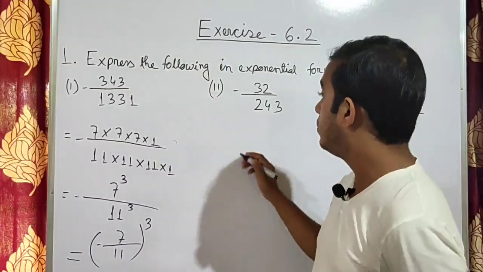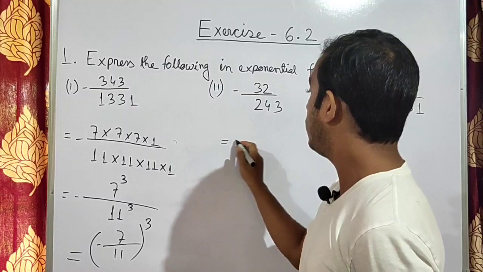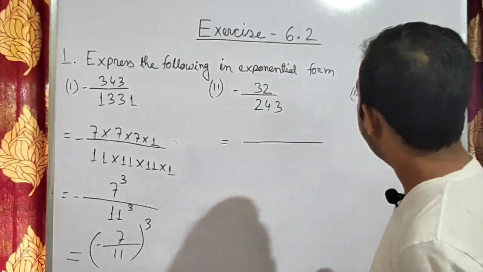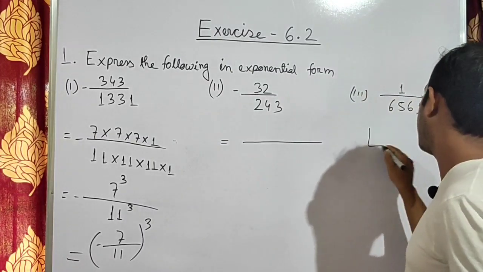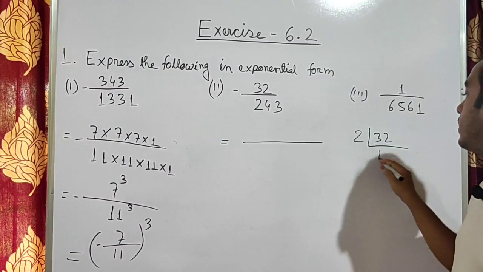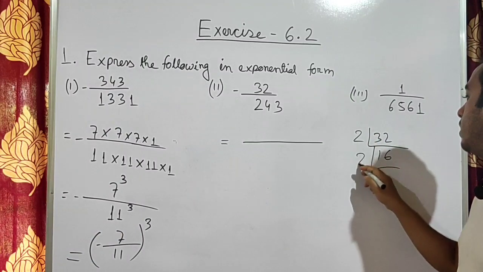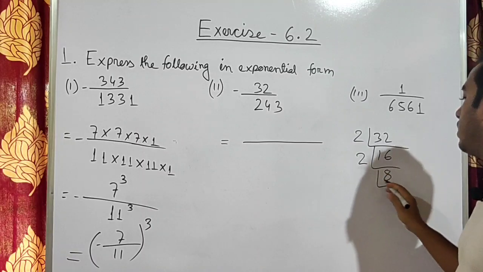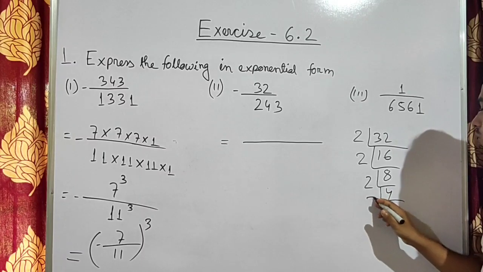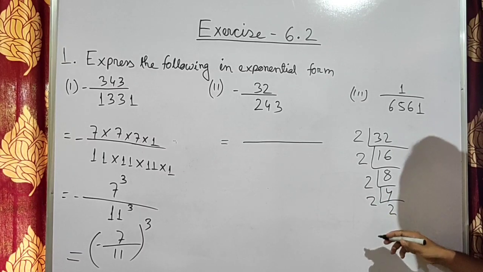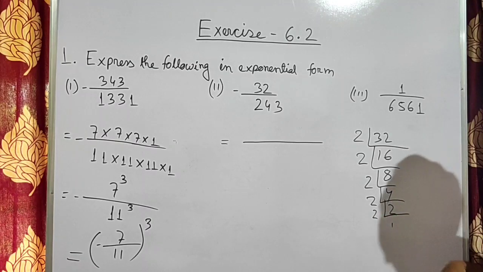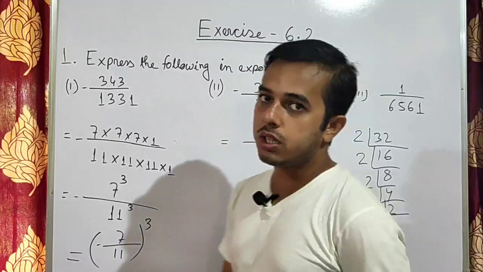Now for 32, let's find out. Do we know how many times 2 is multiplied to get 32? Let's have a look. 2 into 16 is 32, isn't it? Then 2 into 8 is 16, then 2 into 4 is 8, then 2 into 2 is how much? 4. After this also, you have to proceed again. 2 into 1 is 2. Clear? Then left 243.